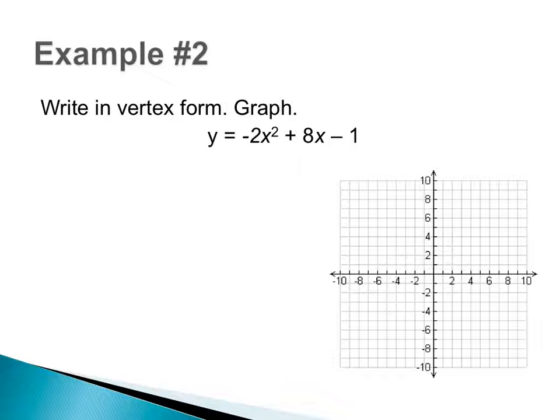Okay, here's our second example. It says, again, write in vertex form and then graph. This is a little different from the last example because we have this negative 2 here. Last example had a positive 1x squared. So this is going to be a little different, but I'm going to start out the same by keeping my x's together and writing that negative 1 off by itself.